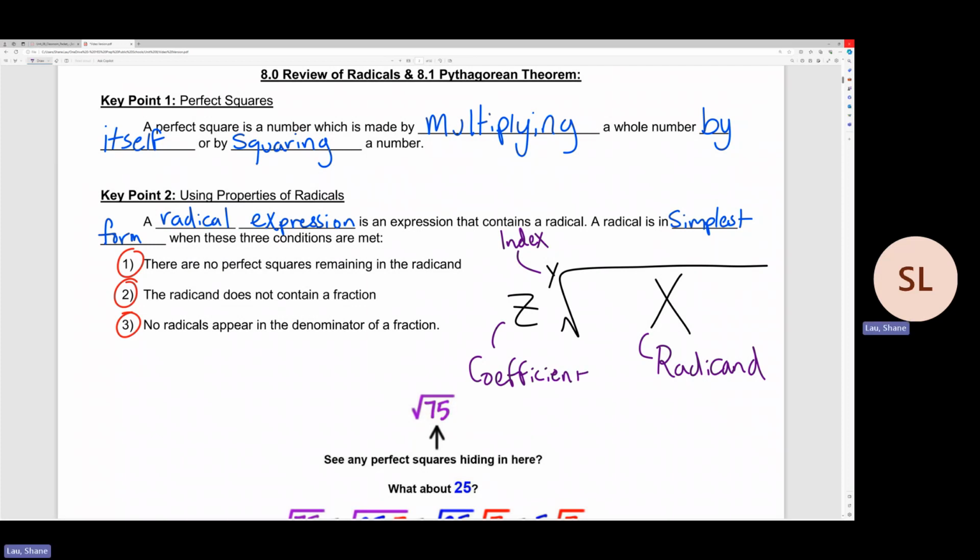And of course, we have our radical sign or our radical symbol, which kind of looks like long division, but not quite. A little bit different. So radical sign or symbol, however we want to say it. Those are the same words, essentially. So those are good things to know.